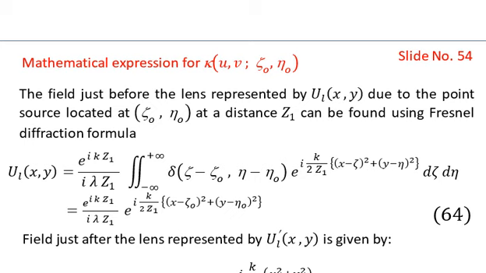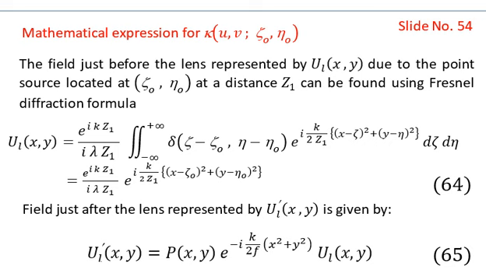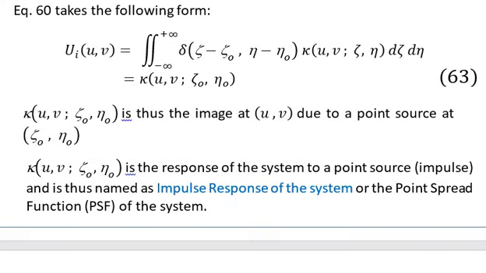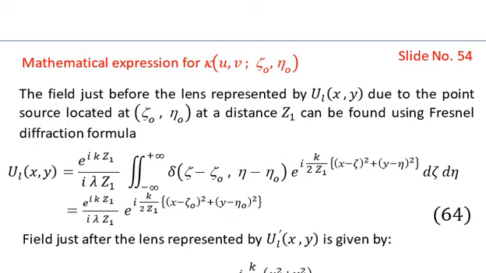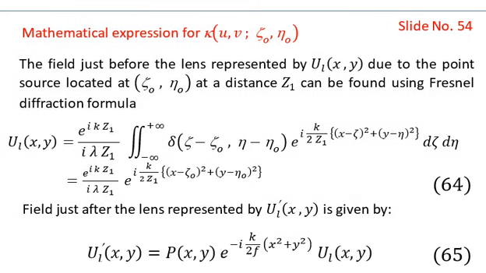So let's carry out the mathematical expression for kappa of u comma v semicolon zeta naught and eta naught, which means that a point source at zeta naught and eta naught is placed at the input object plane, and we want to find out the field at the uv plane. Then the field at the uv plane will be regarded as kappa, as we have calculated over here in equation number 69. Now we are going to calculate a detailed expression for that one.